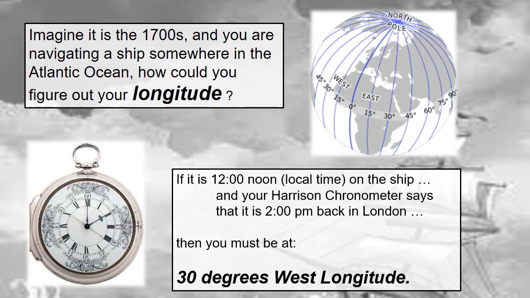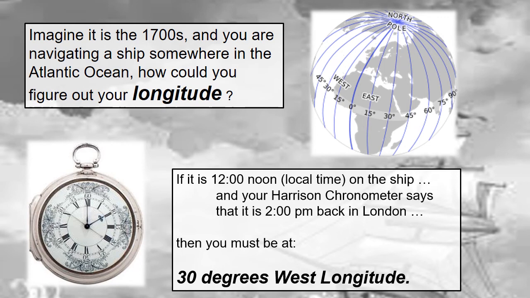So let me tell you how it works. Say you know where your latitude is. We'll give you that. If you figure that it's 12 o'clock noon local time on the ship, so you're watching the sun go through the sky, and you figure it's zenith for today, because after that it would start going down. So you say, okay, it's 12 o'clock noon local time, but you look on your chronometer and it says it's 2 p.m. back in London, so you have a 2 hour time difference.